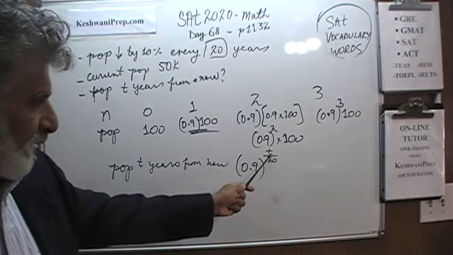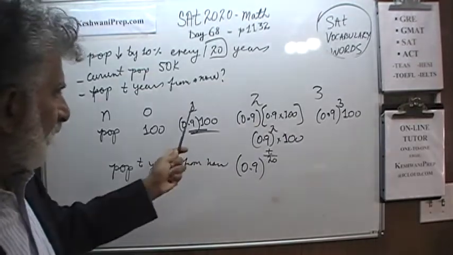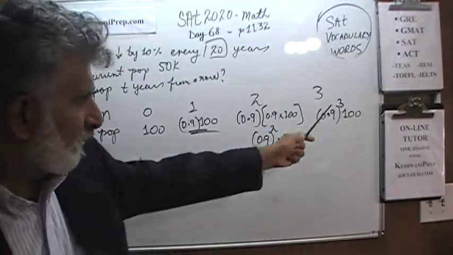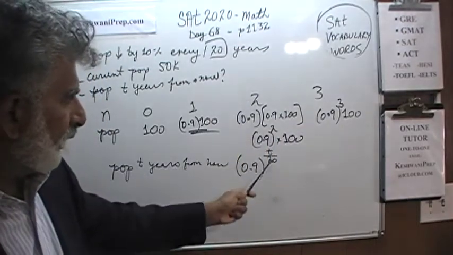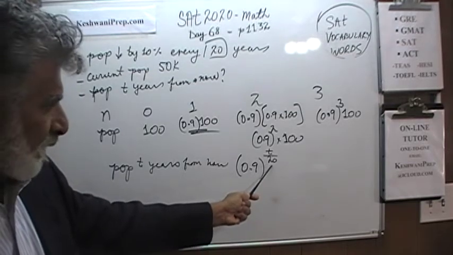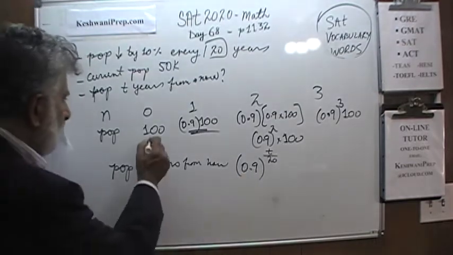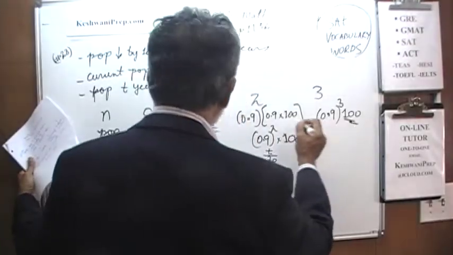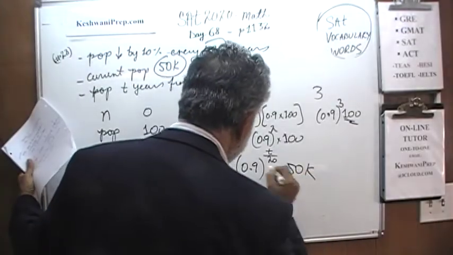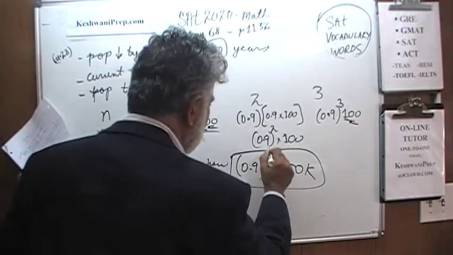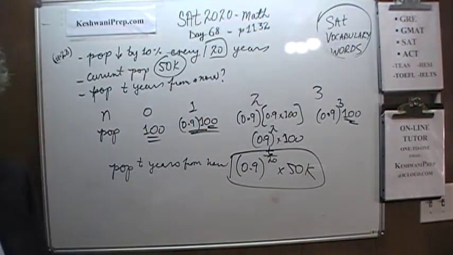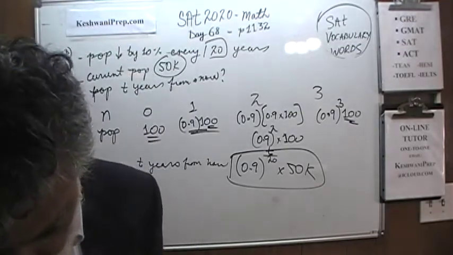It's not every year, it's every 20 years. So instead of being 1, 2, 3 in this scenario, it should have been 20, 40 and 60. 60 over 20 would give us 3, 40 over 20 will give us 2, and so forth. That's why we need the 20 at the bottom there. That's it. And now the last adjustment we have to do is that we're not starting out with 100. We are told that the current population is 50,000. So we just multiply by 50,000. There you go. That's our answer. 0.9 raised to T over 20 times 50,000. And that is answer choice D.